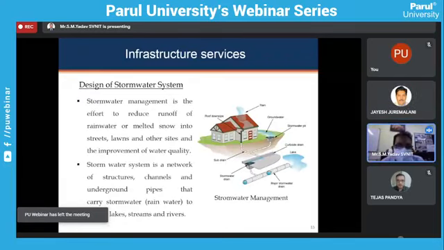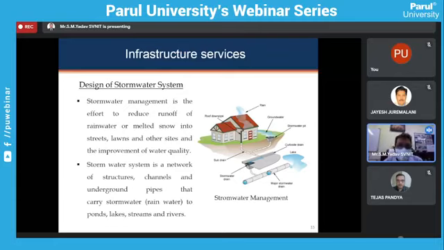Okay. So the second infrastructure service includes the stormwater system. You know, if there is a few inches of rainfall in your city or in your area, your street gets flooded. After the execution of a storm drainage network has been done successfully in an area, you find that there is no more ponding of water in the streets. So how is it possible? It's possible through stormwater systems.